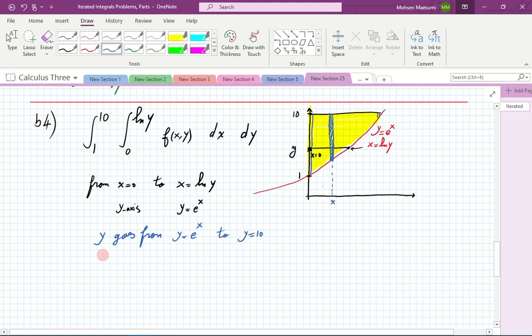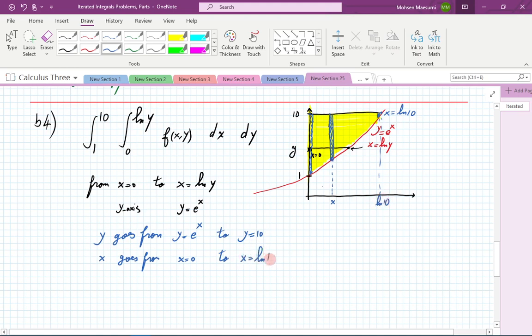Once that is done, x is going to go from, well, the first strip is this one. That is, of course, from x equal to 0. The last strip is here. Well, what is that? We said the equation of this curve is x equal to logarithm of y. If you have 10 here, this is going to be x is equal to logarithm of 10.